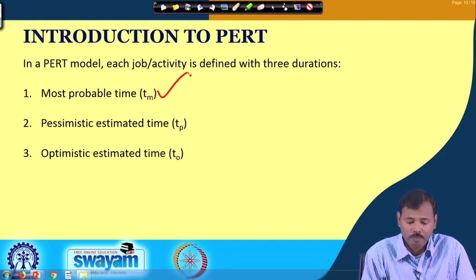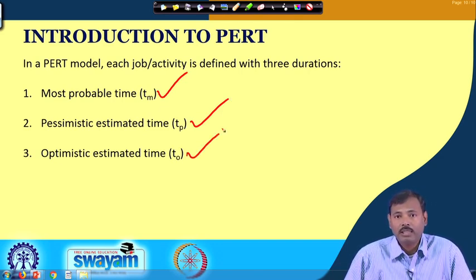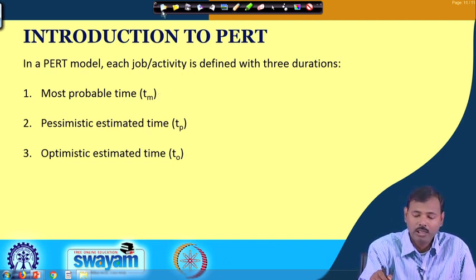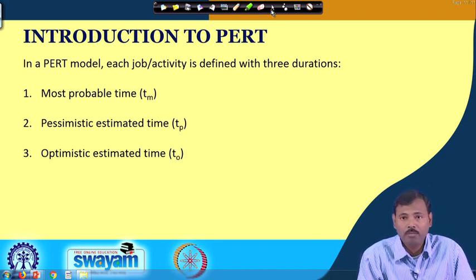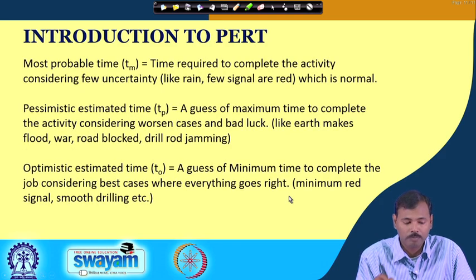So, as per your understanding, you have considered a most likely time, a pessimistic time, and an optimistic time, but all may fail also. But as per your experience, you are considering a pessimistic time, an optimistic time, and a most likely time.